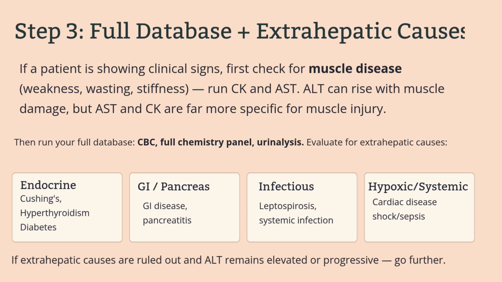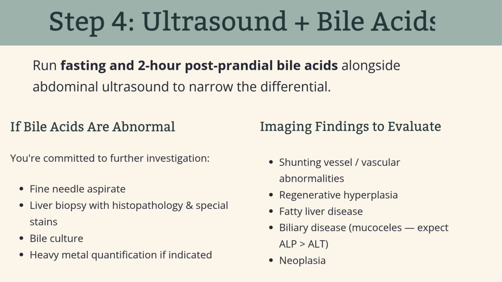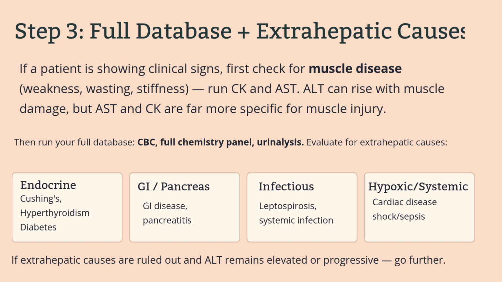And at this point, you want to run a full CBC and chem panel and a UA, and you're going to evaluate for extrahepatic causes based off what you find. So things on your list are going to be things like endocrine disease, like Cushing's or hyperthyroidism, GI disease, pancreatitis, systemic infections like leptospirosis. You're going to look at hyperlipidemia and cardiac disease. So if you rule out extrahepatic causes and ALT is still elevated or it's progressing, then it would be an indication that you should go a step further.